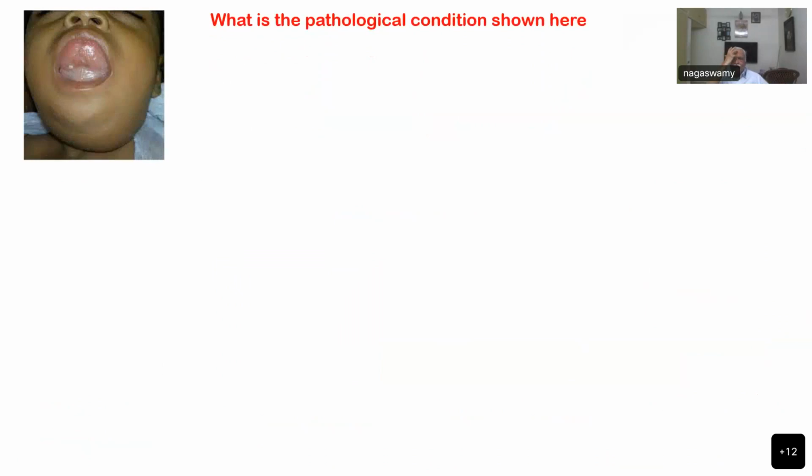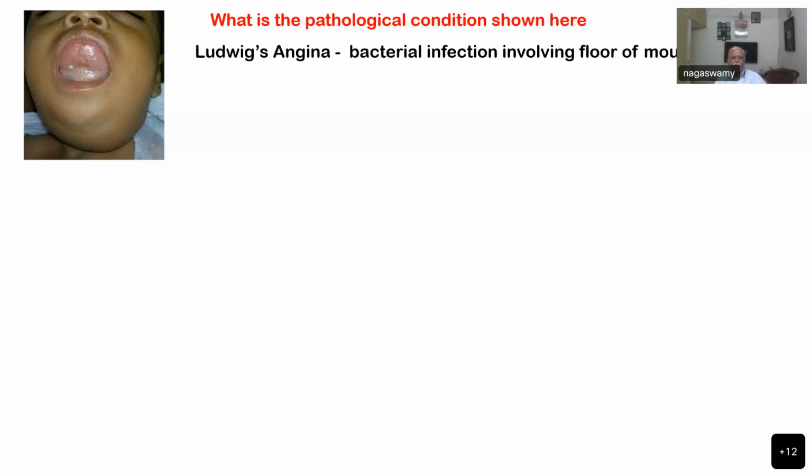Now, what is the pathological condition shown here? A person with an open mouth, swelling underneath the tongue, as well as swelling here. Ludwig's angina. Excellent, very good. It is Ludwig's angina, a bacterial infection involving the floor of the mouth and cheek, neck rather.